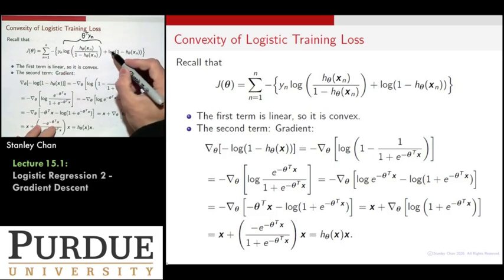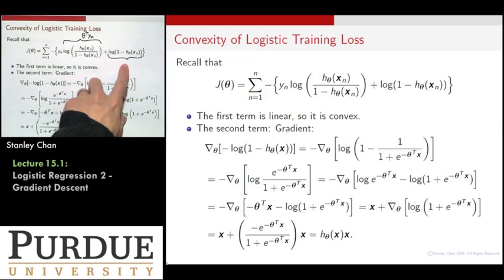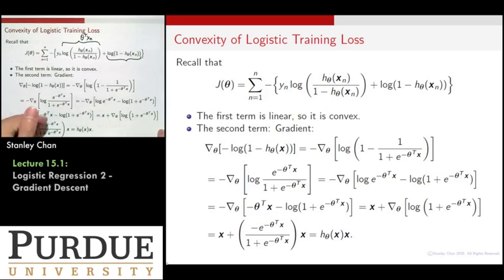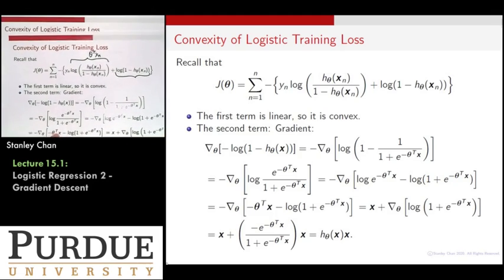Then what we are going to do is to look at the second term. We want to show that the second term is also convex, and to do so, we just need to take the gradient twice, look at the Hessian, and show that the Hessian is positive semi-definite. We went through this exercise last time. It's a little bit tedious, so I'm not going to go through it again. I just want to show you that the gradient takes this form. It's very interesting because the input has an h. The gradient is also in the form of h times your input data x.